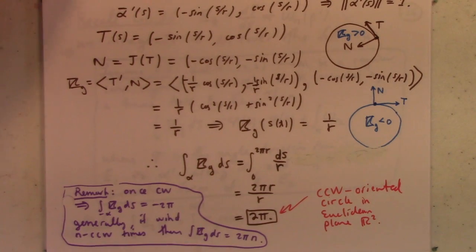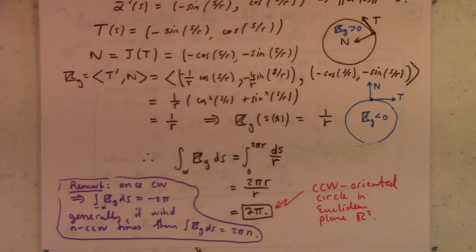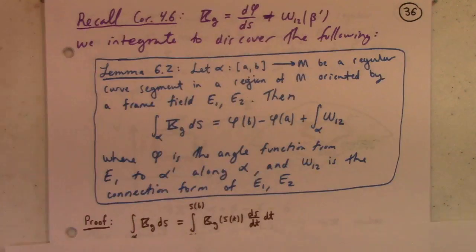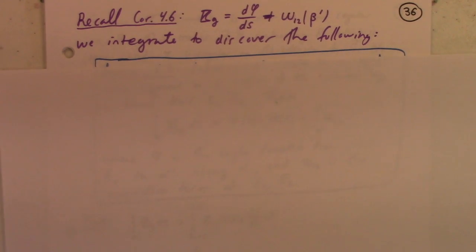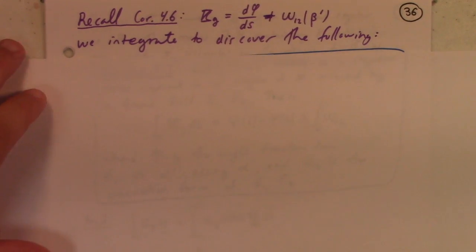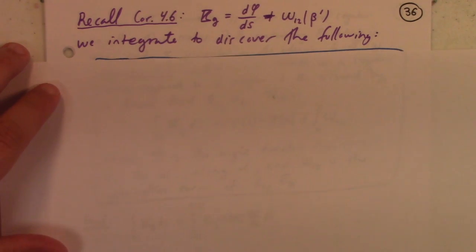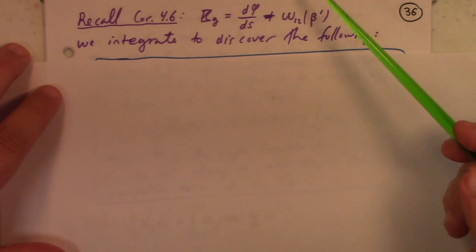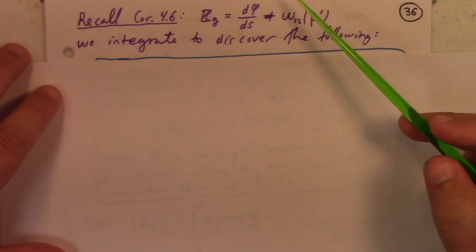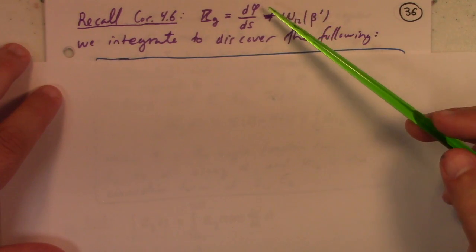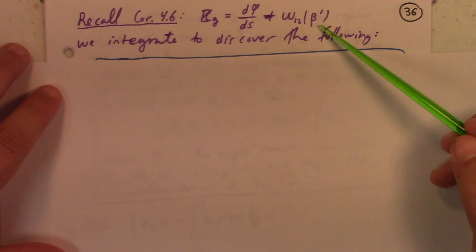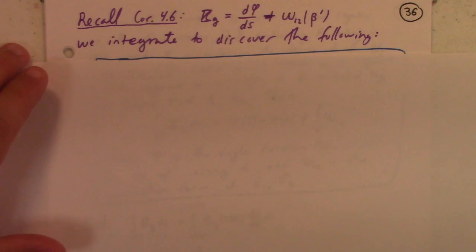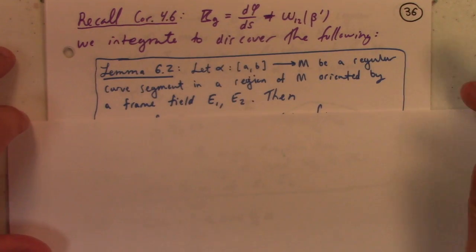As I was mentioning, this is proved for an arbitrary curved polygon in Lee's book, again a result due to Hopf. Corollary 4.6, which we looked at last time, says that the geodesic curvature is related to the angle between E1 and the velocity as follows: it's d phi/ds plus the 1-2 connection form acting on the velocity of a unit speed curve, beta. So you look at this and you integrate, and out pops this wonderful formula.